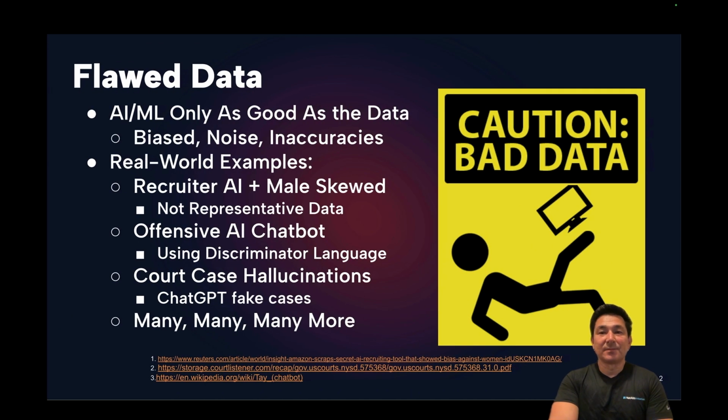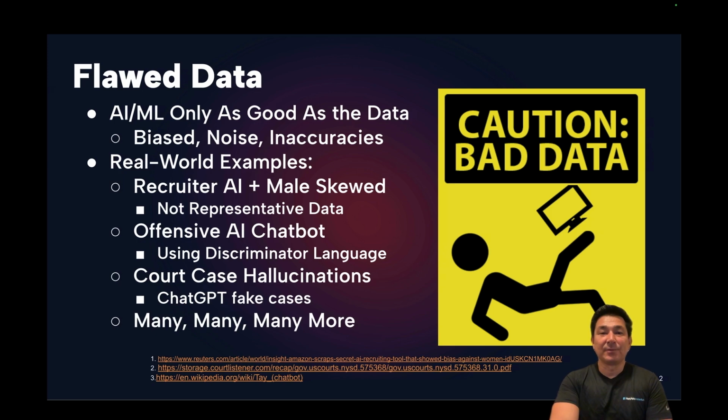AI and ML systems are only as good as the data we provide them. Even the best AI systems will fail spectacularly if the data that you're providing is incorrect. And that can be due to many things like biases, noise, inaccuracies with the dataset. There have been many examples of this that have made the news.